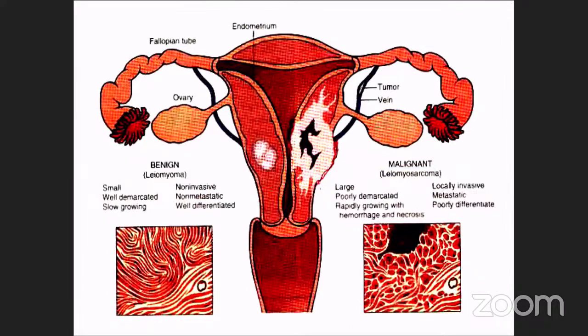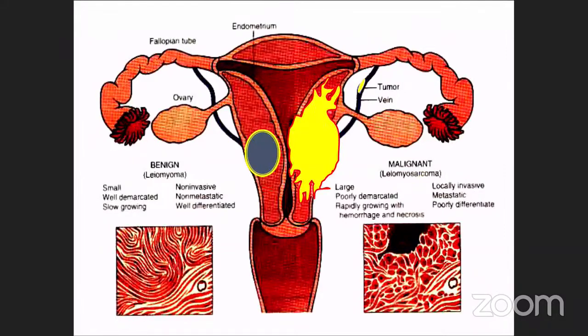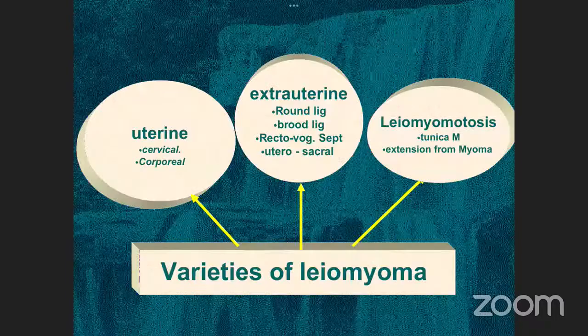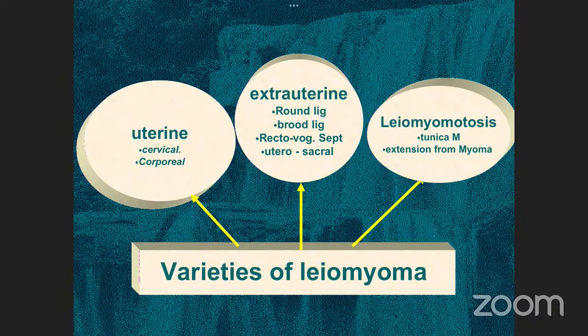Next slide. This is just a differentiation, the difference between a benign fibroid and its malignant component. Now, what are the varieties of fibroid? It could be uterine, it could be extrauterine, then it could be disseminated. The fibroids within the uterine can be divided into two, corporeal and cervical. The corporeal fibroid is also divided into several different types.